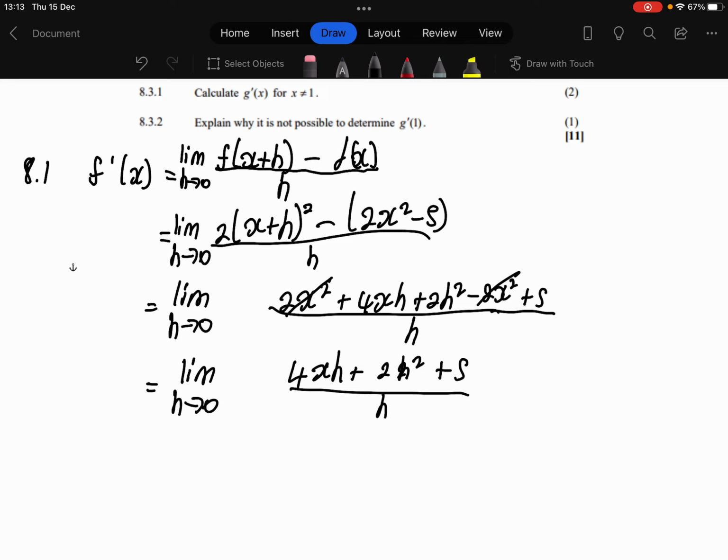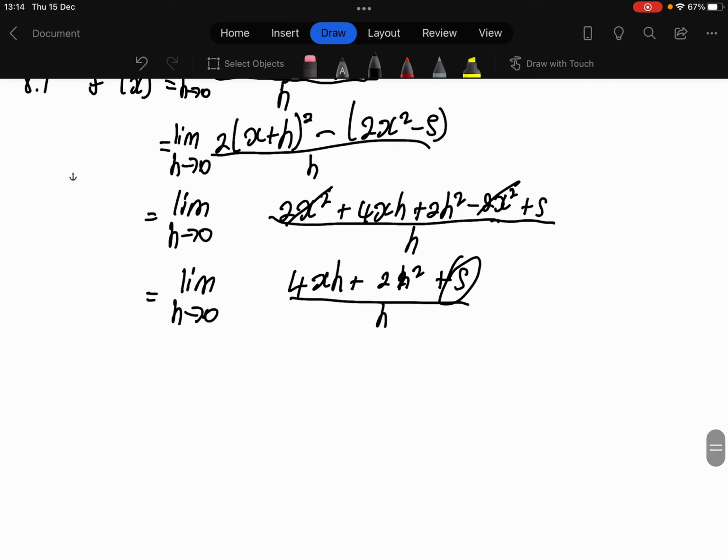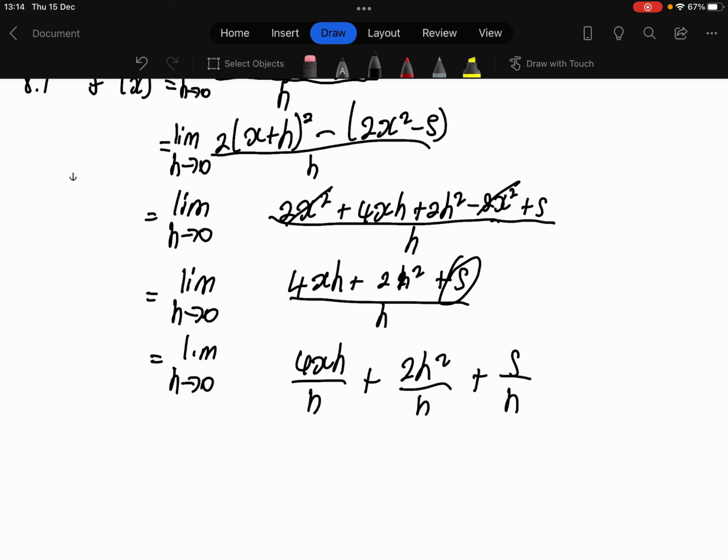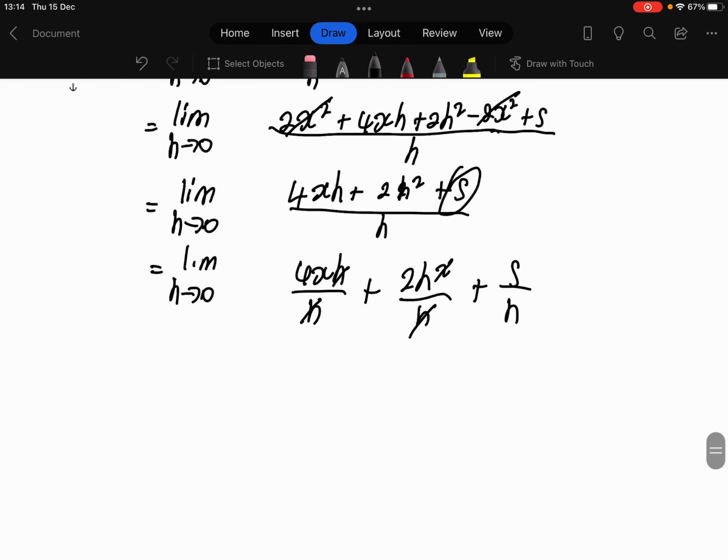In this case here, we can't take out an HCF of h on the top because this 5 does not have an h attached to it. So what we're going to do is split each term with the denominator. So bringing limit h to 0 down, 4xh all over h plus 2h squared all over h plus 5 all over h. Okay, from here we can see that most of them cancel off, and what we're left with is something which will not cause us to have an undefined equation. So just rewriting it, 4x plus 2h plus 5 all over h.